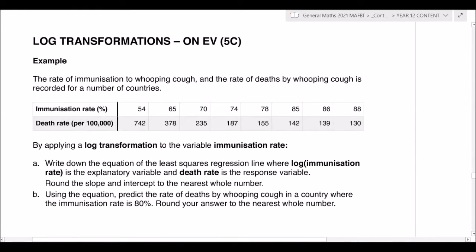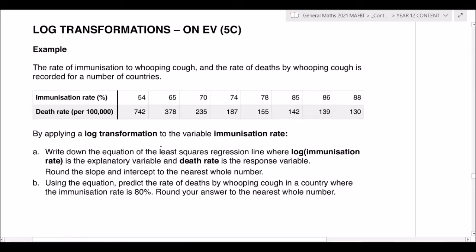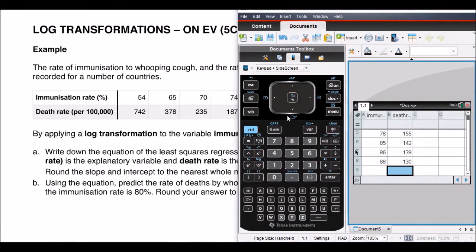So, logging transformations. Here's a scenario: the rate of immunizations for whooping cough and the rate of deaths by whooping cough is recorded in a number of countries. This is the immunization rate, and these are the deaths. What we need to do is put this data in a spreadsheet and then apply a log transformation to the immunization rate, which is the EV. So this is your EV. Make a log transformation to this.